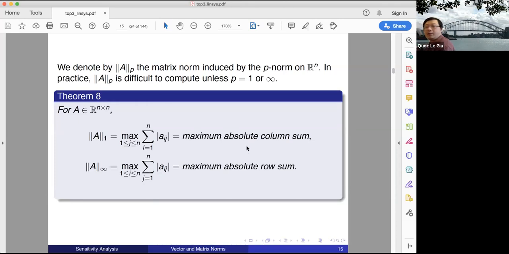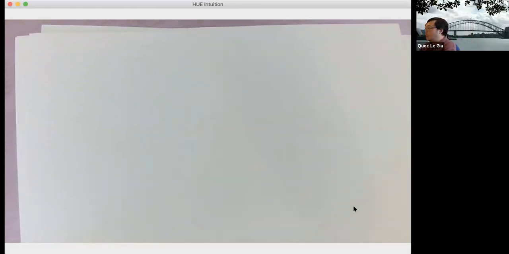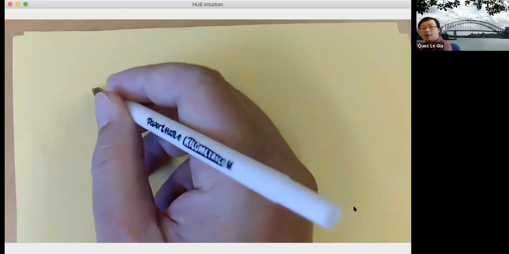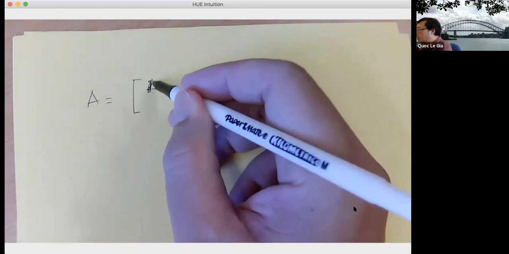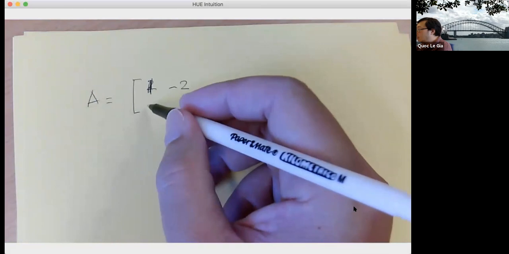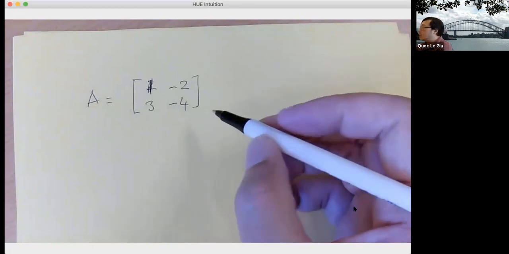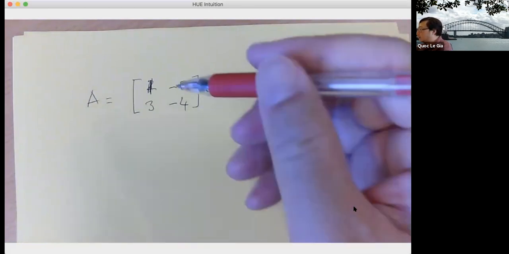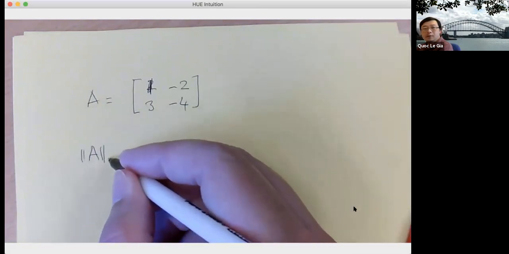Maybe suppose you have a matrix. So let me write on a piece of paper because it's easier to explain on a piece of paper. So now suppose I have a matrix A equal to 1 here, minus 2 here, and 3, minus 4 here. Then I take the one norm.